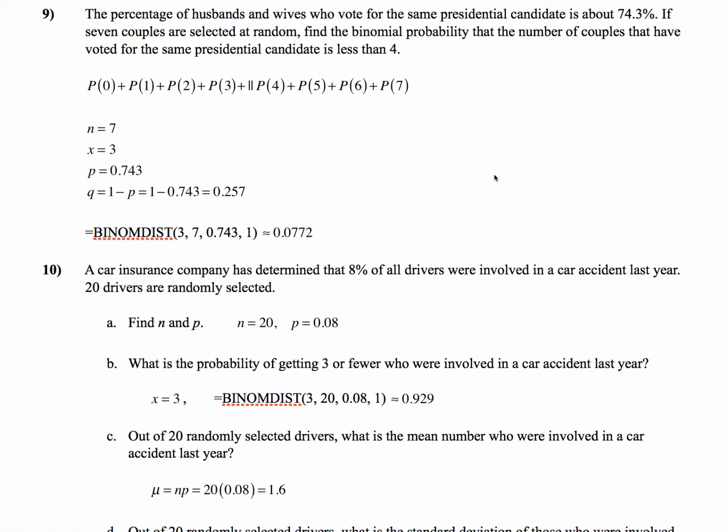Okay, finally, questions 9 and 10. They involve the binomial distribution formula. The first one says the percentage of husbands and wives who vote for the same presidential candidate is about 74.3%. So if 7 couples are selected at random, find the binomial probability that the number of couples that have voted for the same presidential candidate is less than 4.